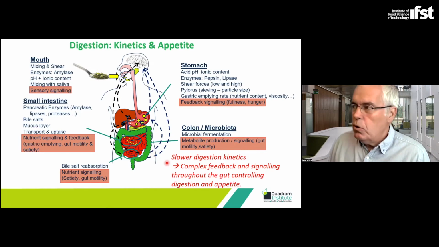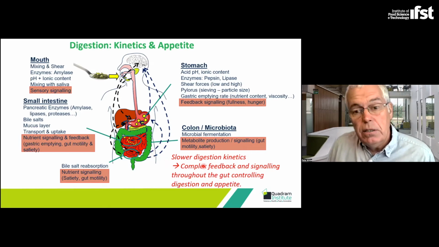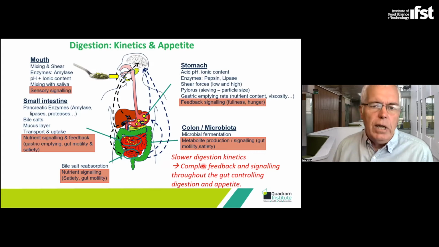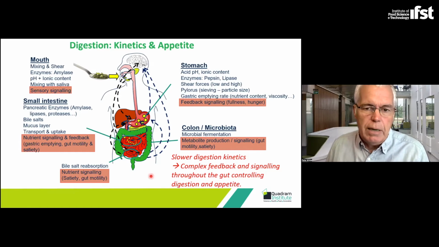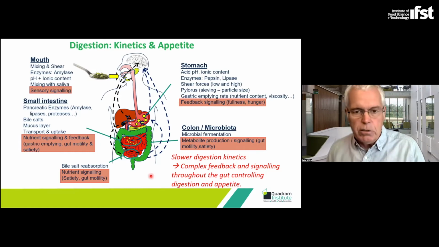So the main upshot of this is that the absorption kinetics, not the actual composition, is important to promote this complex feedback and signaling throughout the gut, which controls our digestion and appetite. And hopefully that will become apparent as we go through this webinar.